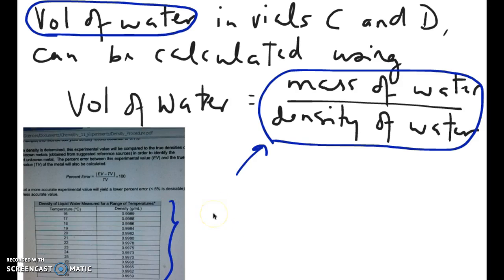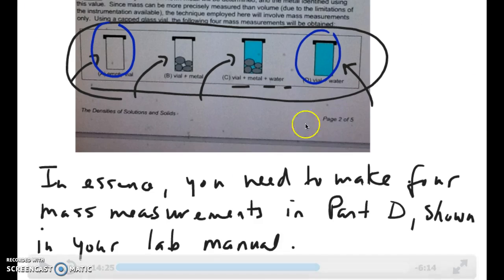Well, it turns out that the density of water has been tabulated at various temperatures. So the table is actually given in your lab procedure. If I measure the temperature of the water in my vial, and I find that the temperature is 21 degrees, let's say, I know the density has to be equal to this number right here. So if I take the mass of the water I measure, divided by the density of water, then I get the volume of water.